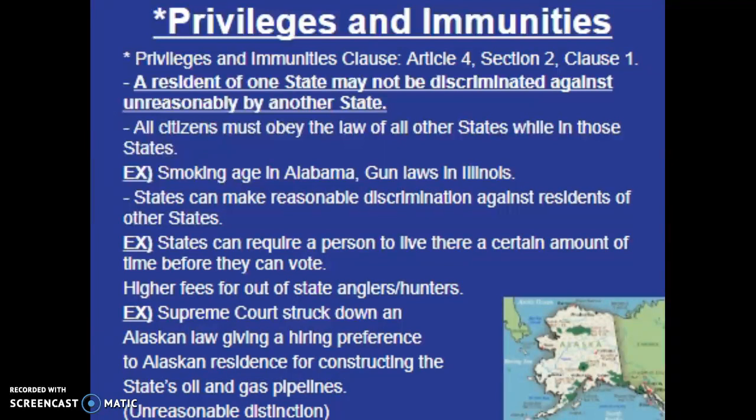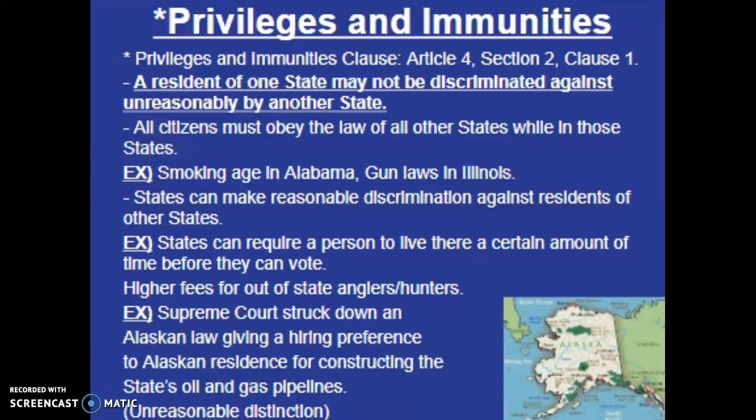Here are some examples. States can require a person to live there a certain amount of time before they can vote, and charge higher fees for out-of-state hunters. The Supreme Court struck down an Alaskan law giving a hiring preference to Alaskan residents for constructing the state's oil and gas pipelines. This was seen as an unreasonable distinction.